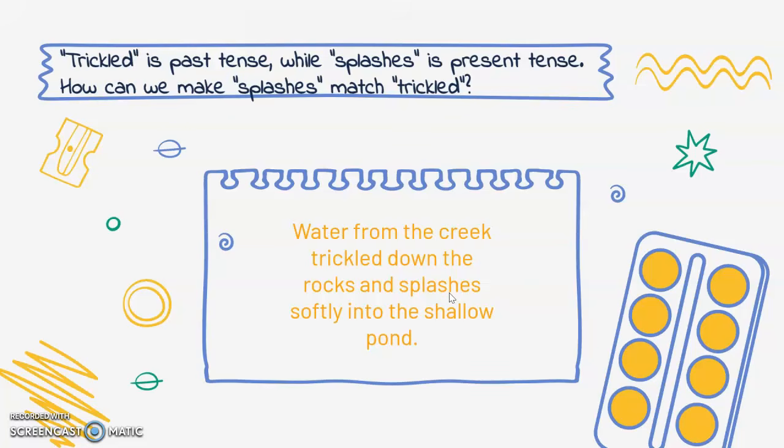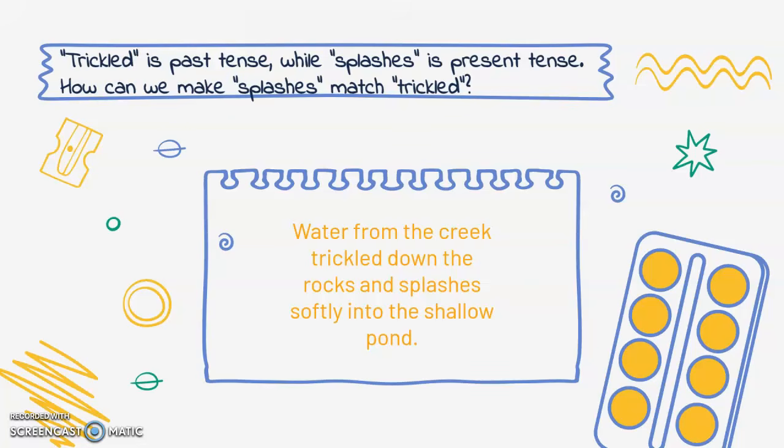Which verb tense should I choose? You should have chosen splashed. Splashed is the past tense. That matches the past tense of trickled. Now that they're both in the same tense, I could read this sentence as: water from the creek trickled down the rocks and splashed softly into the shallow pond. And that is how we shift verb tenses.